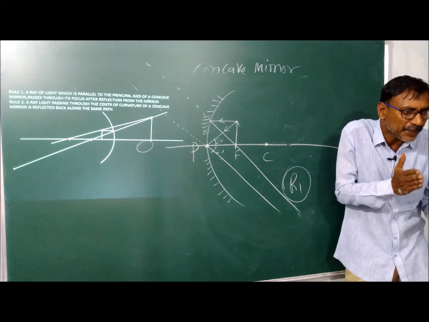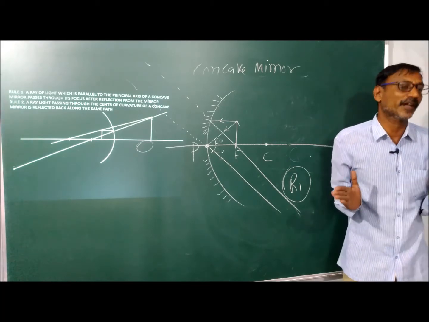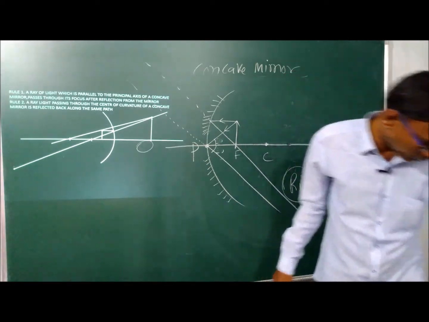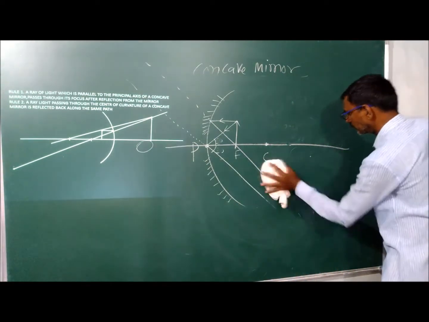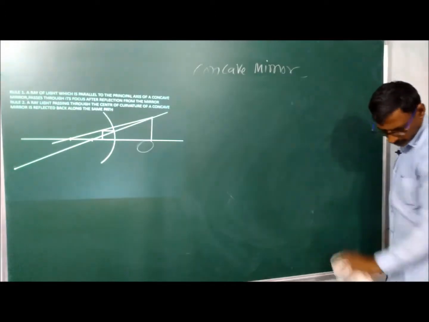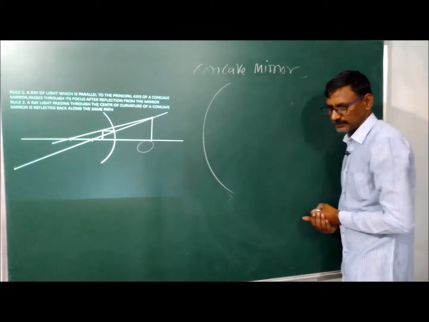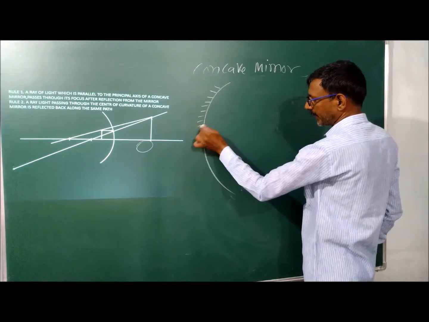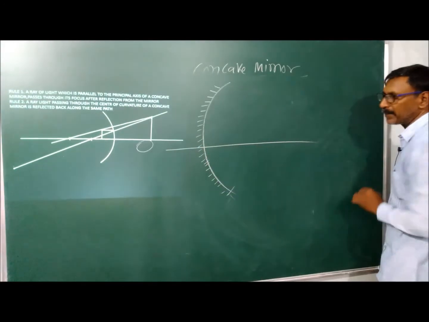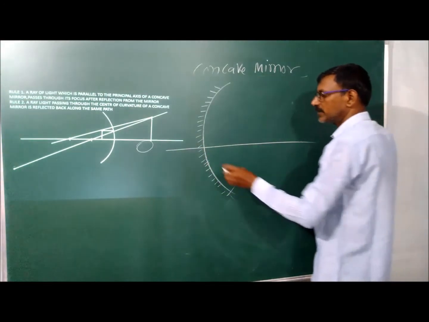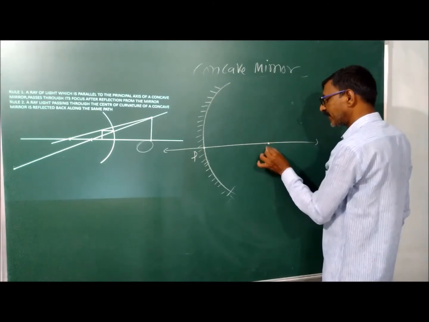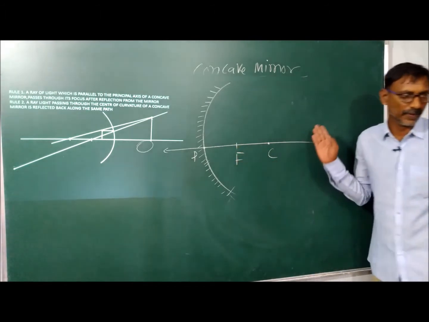If an object is placed between the pole and focus, this is very important. We have already drawn this one, but once more I would like to explain. Now see the concave mirror. This should be coated with some silver, and it will act as a concave mirror. This is my principal axis, and this is my pole. This is my center of curvature. This is my F. Everybody knows.